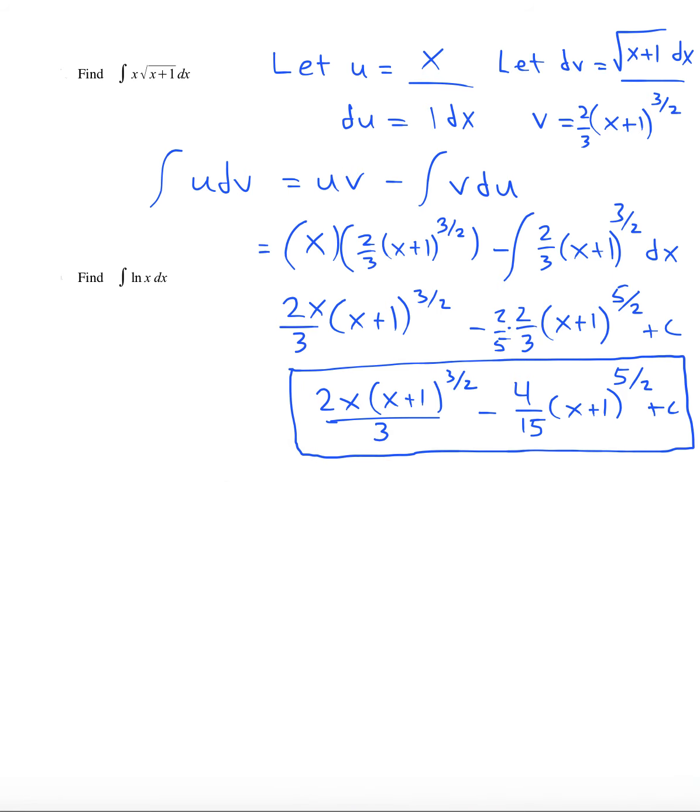Okay, there's one more to try on this page, and that is the antiderivative of ln x dx. Now in this one, you might be thinking, it's not really a product of functions. There's just ln x. However, it can be made into a product of functions if we do ln x times 1 dx. So what are the best choices here for u and dv?